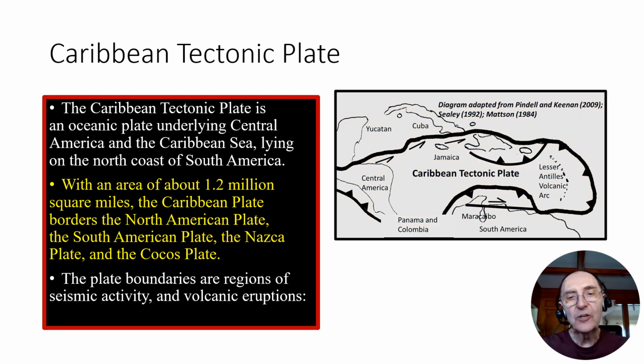Well, the Caribbean tectonic plate is an oceanic plate underlying Central America and the Caribbean Sea, lying on the north coast of South America. With an area of about 1.2 million square miles, the Caribbean plate borders the North American plate, the South American plate, and on the west, the Nazca plate and the Cocos plate. Obviously, plate boundaries are regions of seismic activity and volcanic eruptions, and this is no exception here.